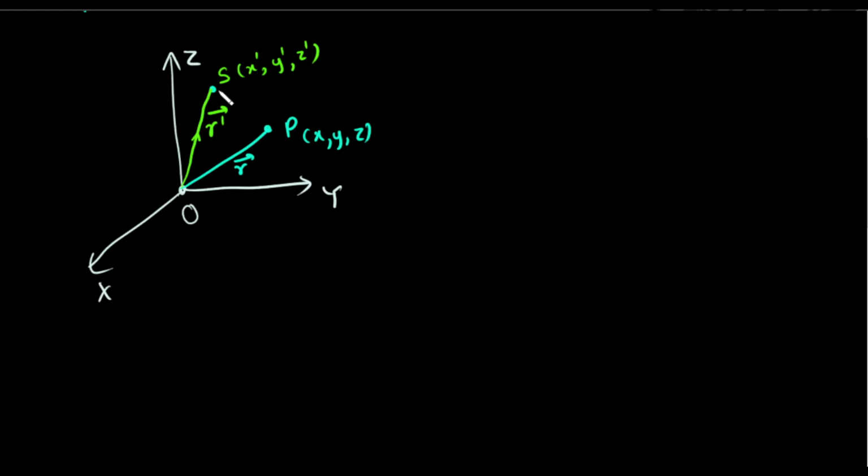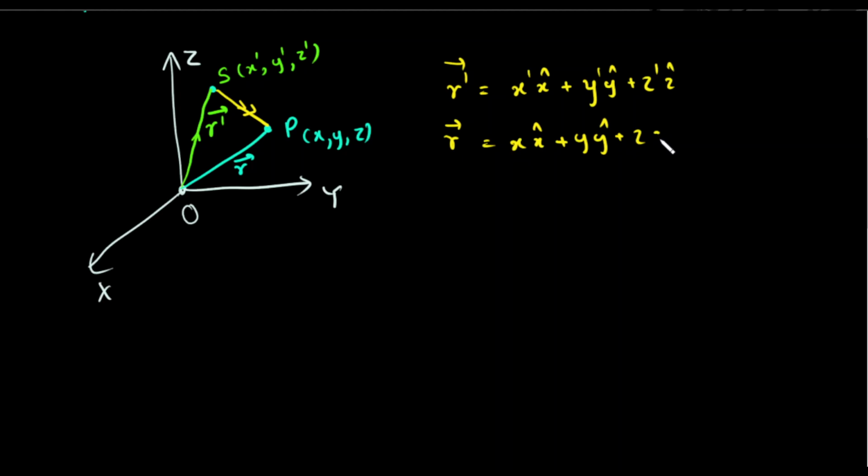Now I'm going to draw the separation vector of the S and P points. I'm going to use the yellow color to represent the SP vector. The SP vector is the separation vector actually. Now you can write this r dash vector as x dash x hat plus y dash y hat plus z dash z hat. And the R vector has x hat, y hat, and z hat.